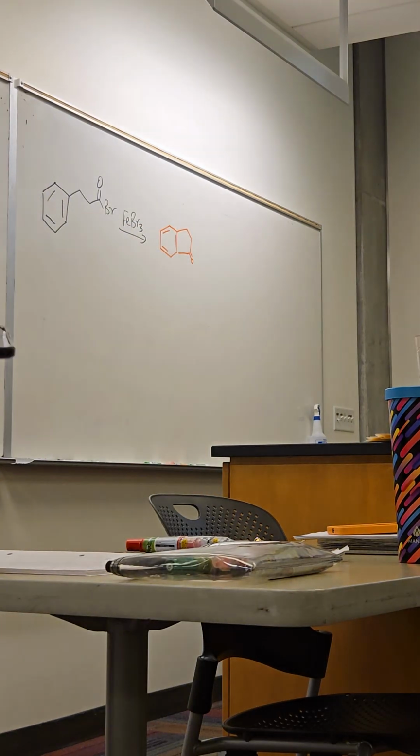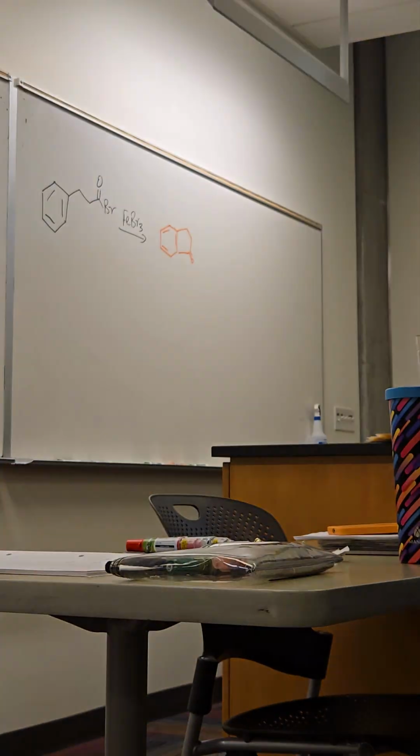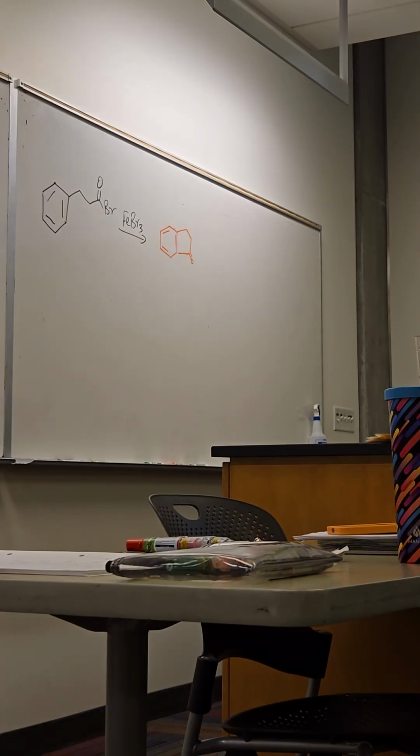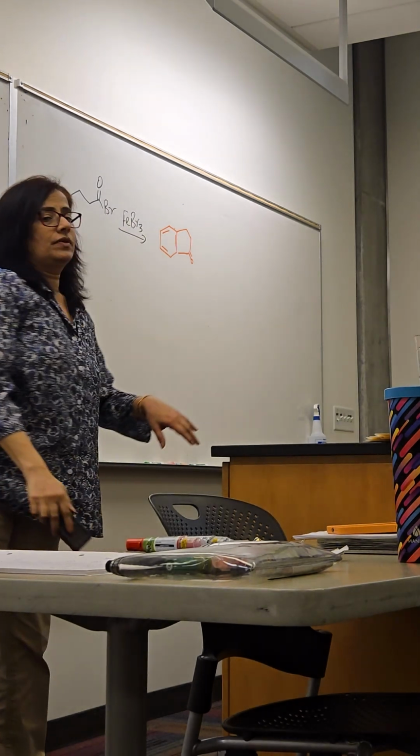So that gives us the product. Again, write a mechanism. Make sure you got it. How? Why? What's going on? I don't exactly know how that happens. Okay, write a mechanism, try it out. Let me know once you've written a mechanism what you get.